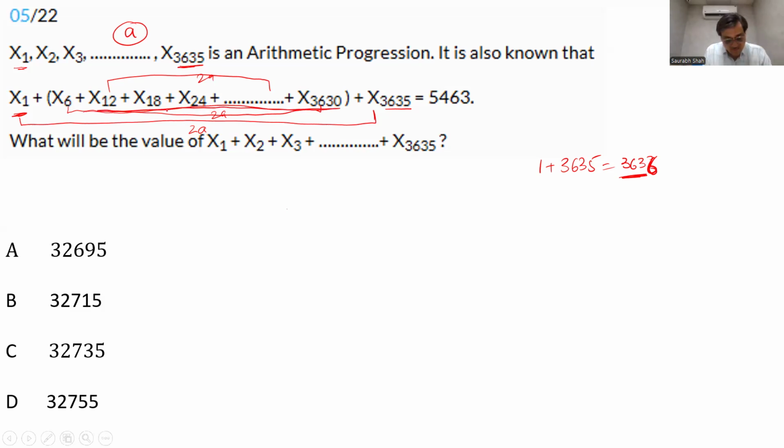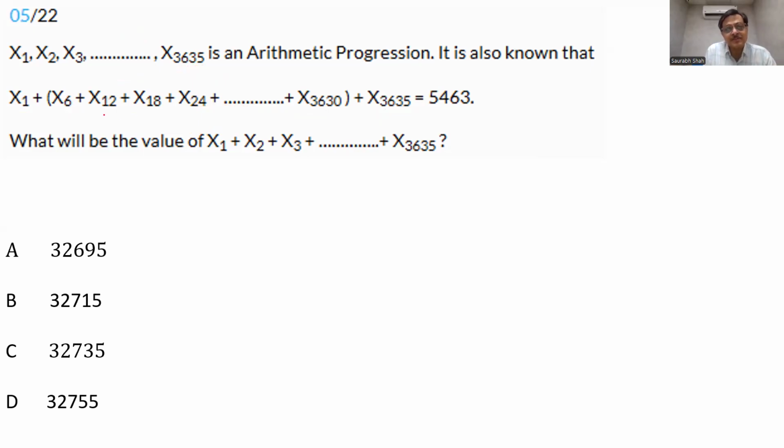In the middle part, how many terms are there in the middle part? This is what we need to calculate. Luckily, you can see that it's a sequence: 6 into 1, 6; 6 into 2, 12; 6 into 3, 18. So divide this number by 6 and you get the number of terms there. 3630 divided by 6 is 605. So these are 605 terms.